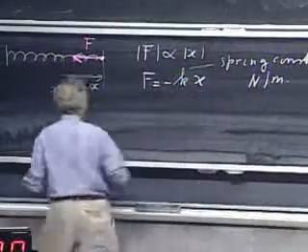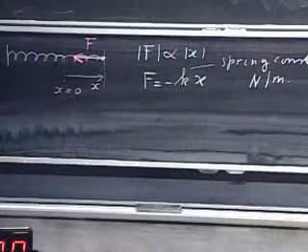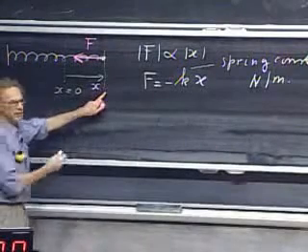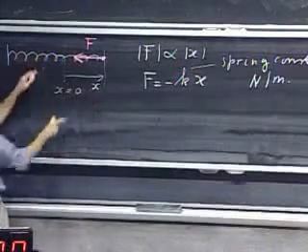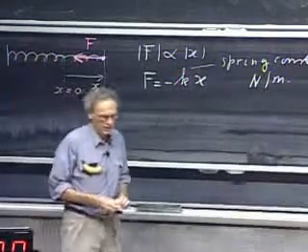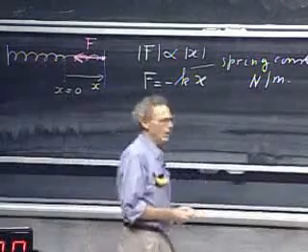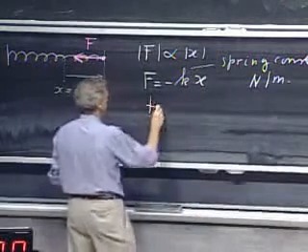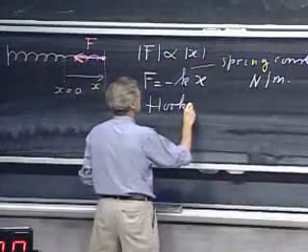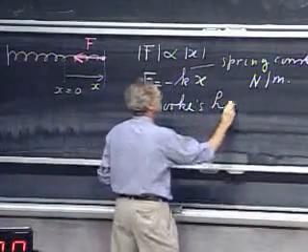So the minus sign takes care of the direction. When x is positive, then the force is in the negative direction. When x is negative, the force is in the positive direction. It is a restoring force. Whenever this linear relation between F and x holds, that is referred to as Hooke's law.